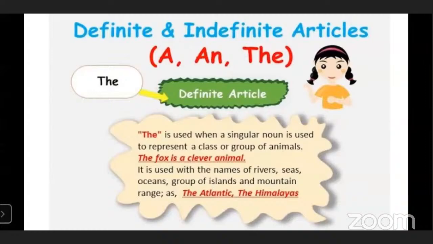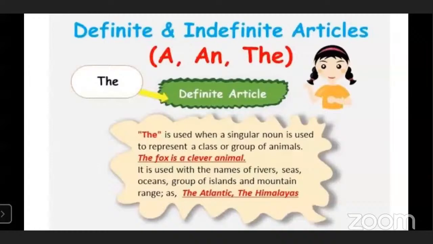If I will say a fox is a clever animal, a fox means it could be any fox. Here it is written the fox. The fox means the fox is an animal who is representing a group of animals who are very clever.